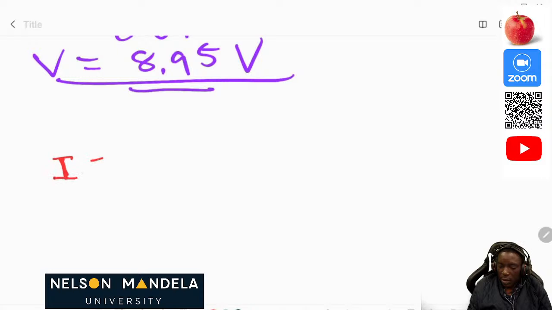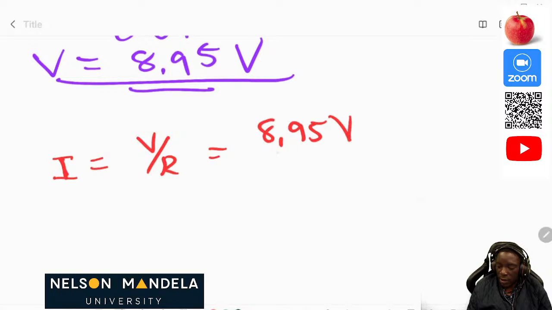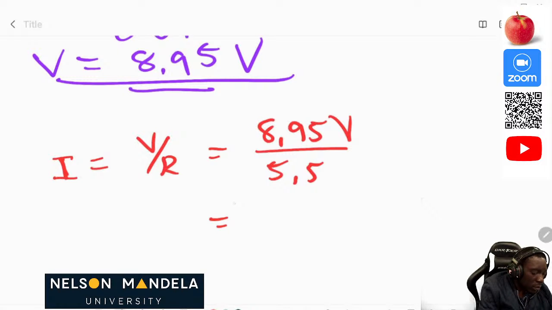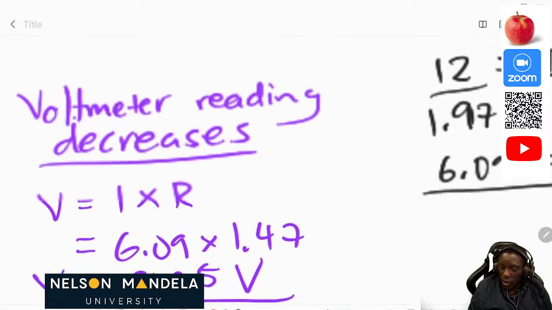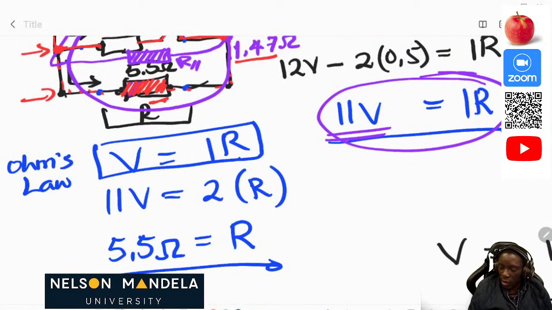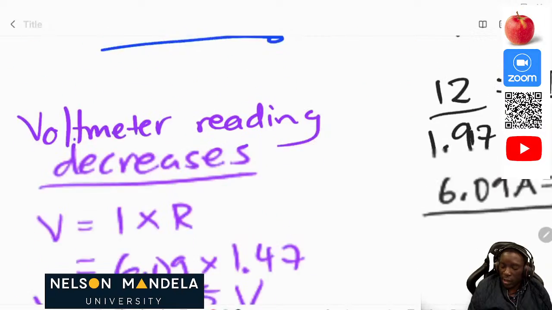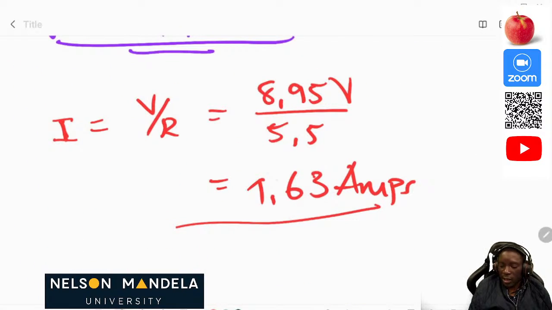I equals V over R, which equals 8.95, the voltage across the parallel arms, divided by the resistance 5.5. This gives us 1.63 amps. So 1.63 amps is the current flowing through the 5.5 ohm resistor. Initially it was 2 amps, now it's 1.63. It has decreased. So when current decreases, it means the work done or the voltage across that resistor also decreases.